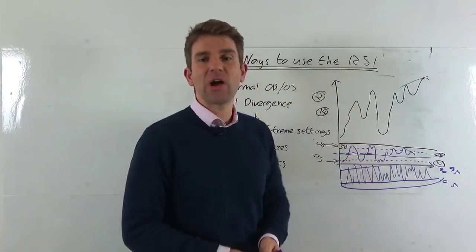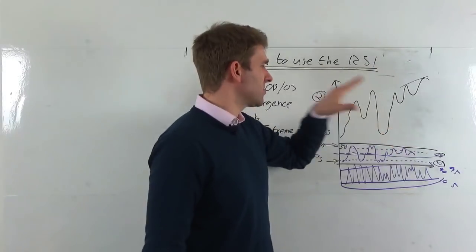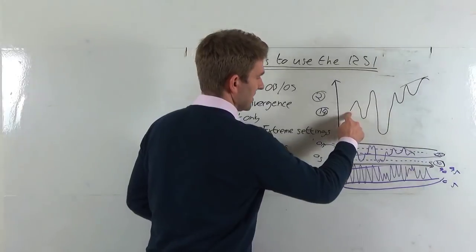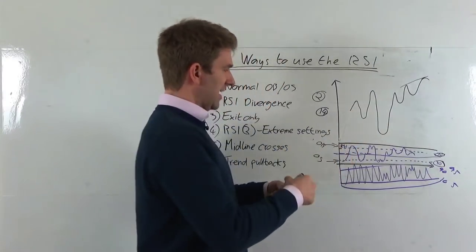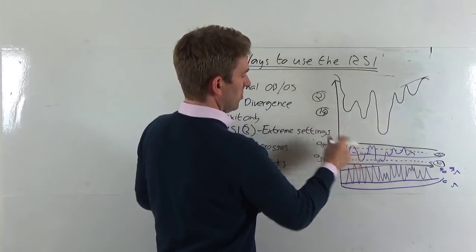Now, an example for that could be this. Let's say you have, in fact, this is a perfect example right here. Okay, if we didn't have this part here and we had kind of a downtrend here, that wouldn't look like that, the RSI.